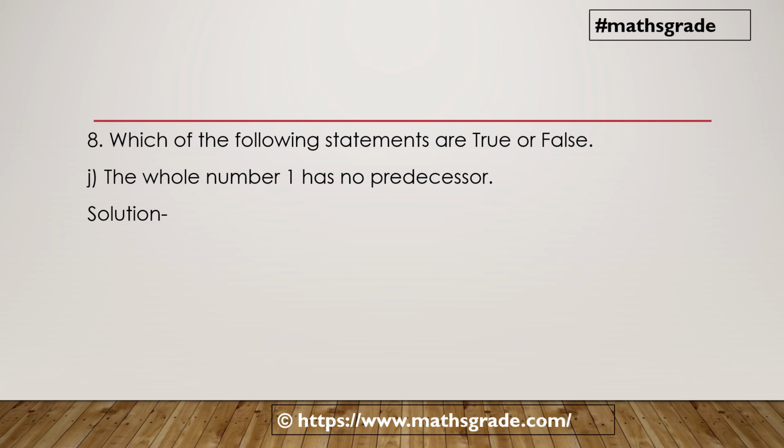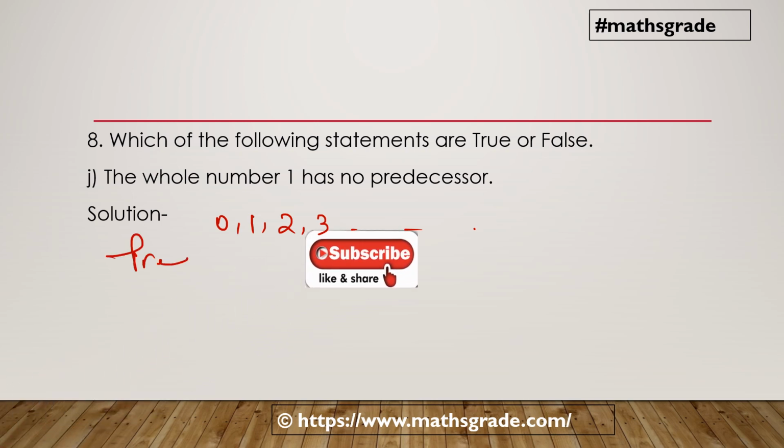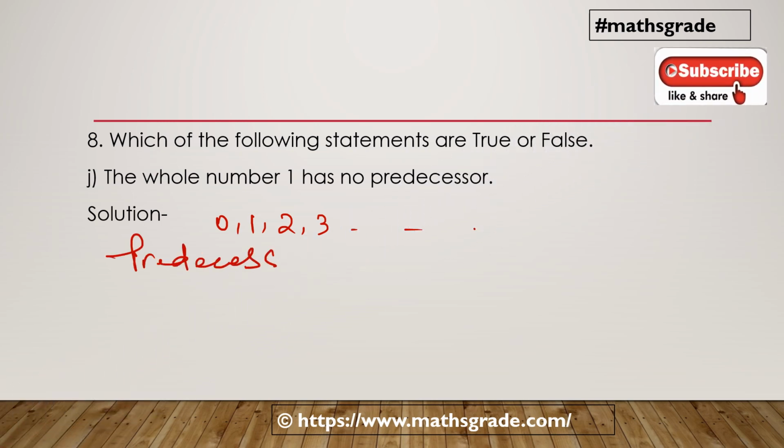Now question number J. The whole number 1 has no predecessor. We know whole numbers start with 0: 0, 1, 2, 3. These are whole numbers. The predecessor of the whole number 1 is, we have to subtract 1 from the number 1. So 1 minus 1 is 0. And 0 is a whole number. So the statement that whole number 1 has no predecessor is false.